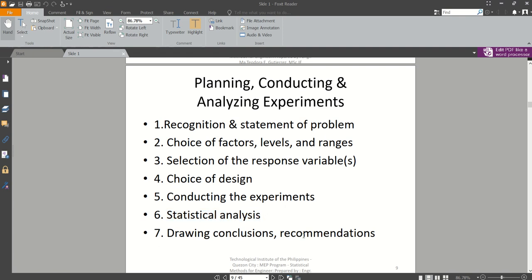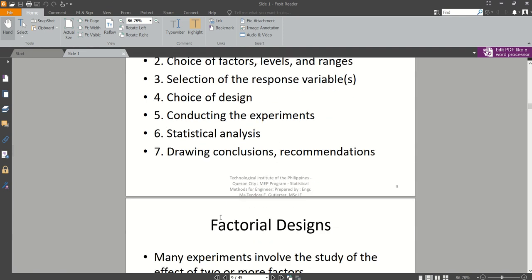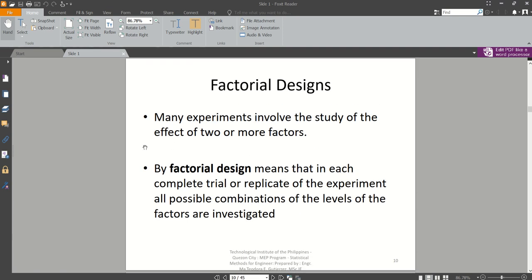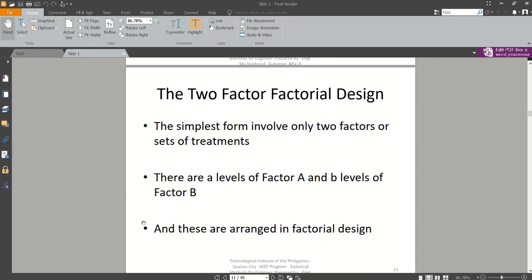So, drawing conclusions and recommendations: from the statistical analysis and from the findings that we obtain, we are going to create our conclusion based on the analysis and the facts. Okay, so factorial designs, many experiments involved. Okay, so meron tayong two-factor factorial design. Ito yung pinakasimple. Okay, mamaya, pakita ko sa inyo. Two-factor, so ibig sabihin, from the name itself, dalawang factor. Obvious naman.